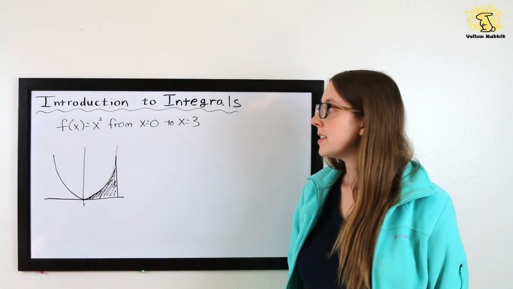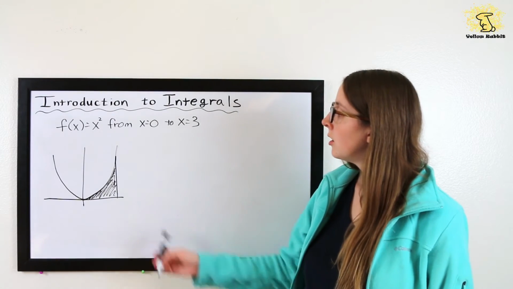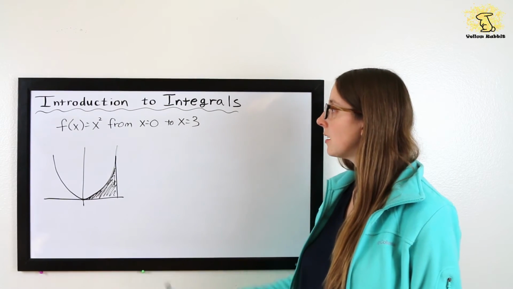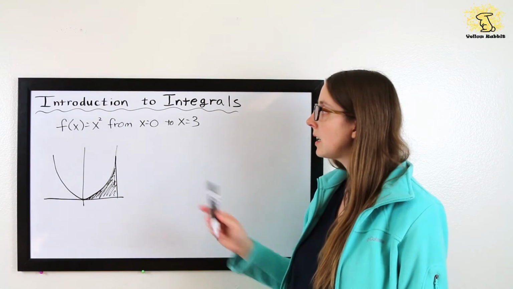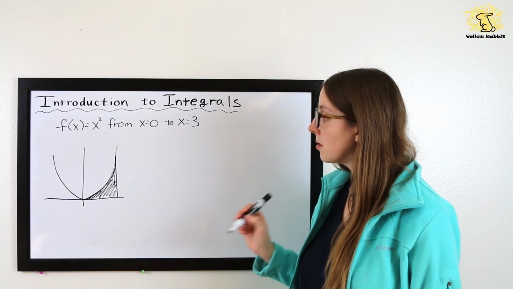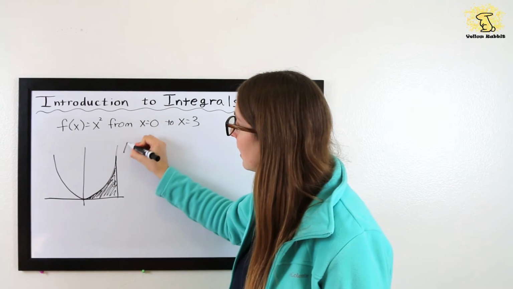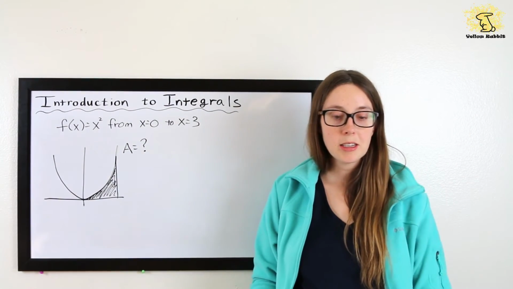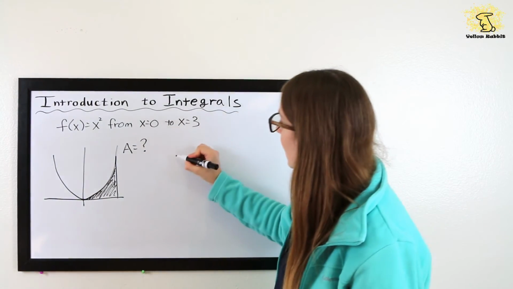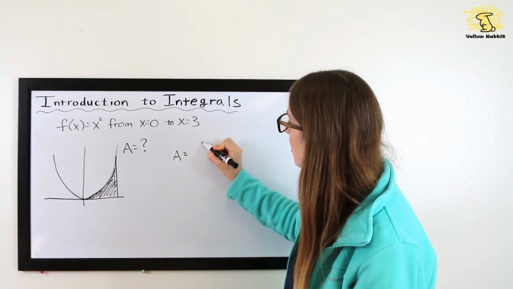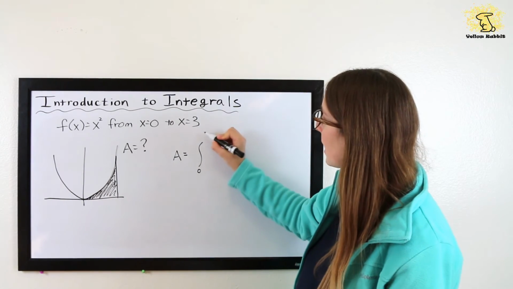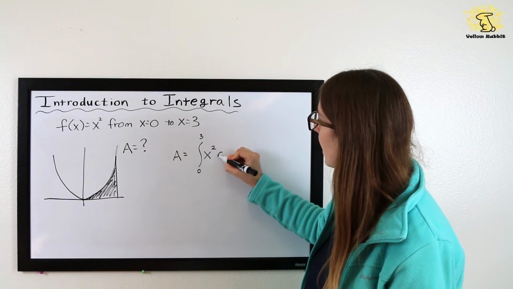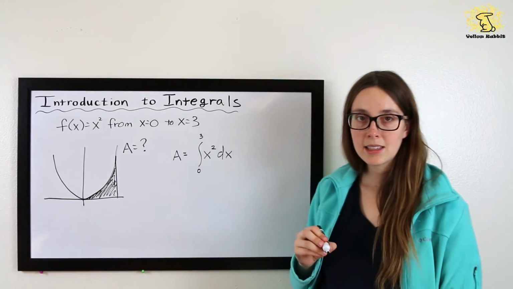Now we're finally ready to get back to our earlier question, which is, what is the integral, or the area under the curve, of f of x equals x squared from x equals 0 to x equals 3? So what is this area exactly? And the answer is going to be an integral. So our area will be equal to the integral from x equals 0 to x equals 3 of x squared dx.